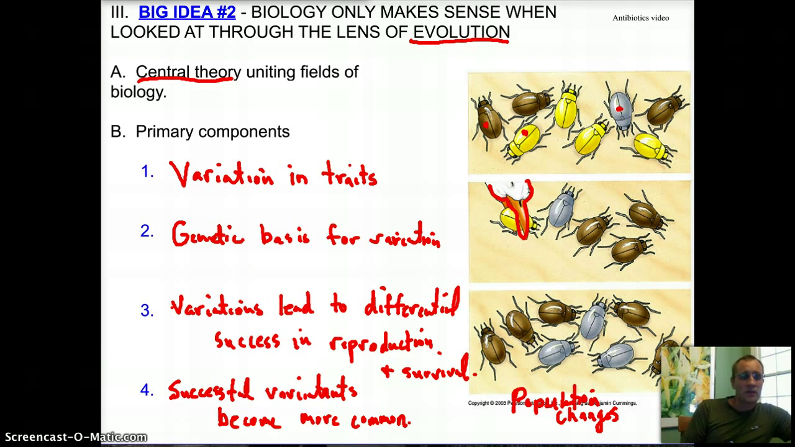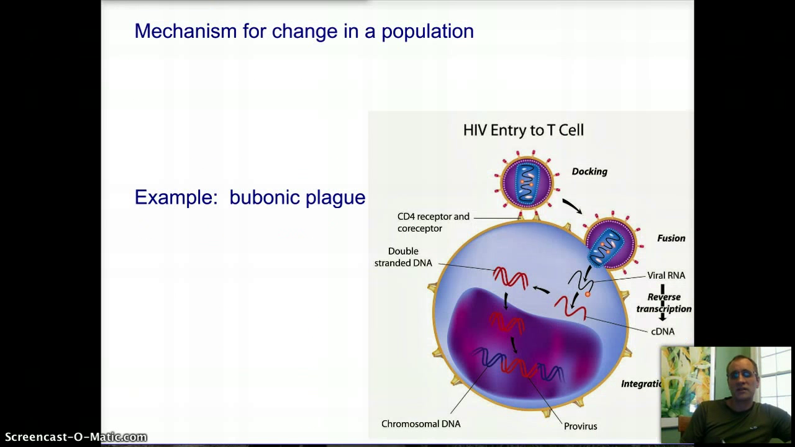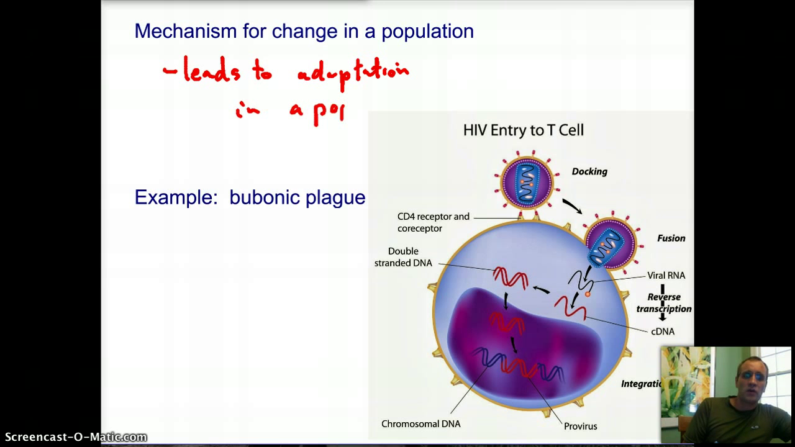Okay, so the next thing we're going to talk about real quickly is an example of this. So we said that natural selection is a mechanism for change in a population. It's one of several, but it does lead to adaptation in a population. Now we could say that our beetle population is better adapted now for living in the presence of these birds because it no longer has as many yellow individuals in it.